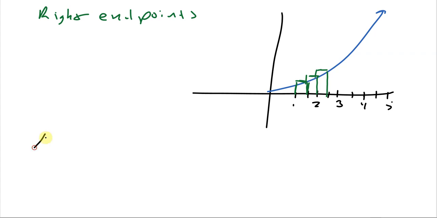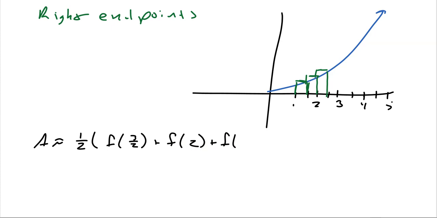So when I make my calculations this time, we still have that same delta x, but now it's f of 3/2, plus the function evaluated at 2, plus the function evaluated at 2.5, because we're just moving over half each time. Plus all the way down until we get to the last one, which would be at f of 5.